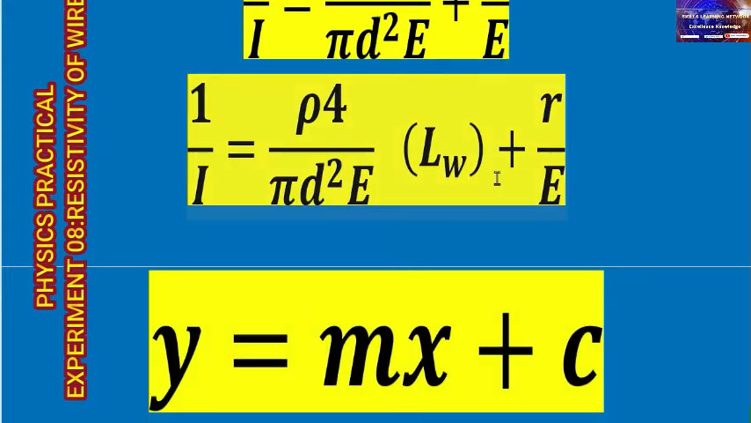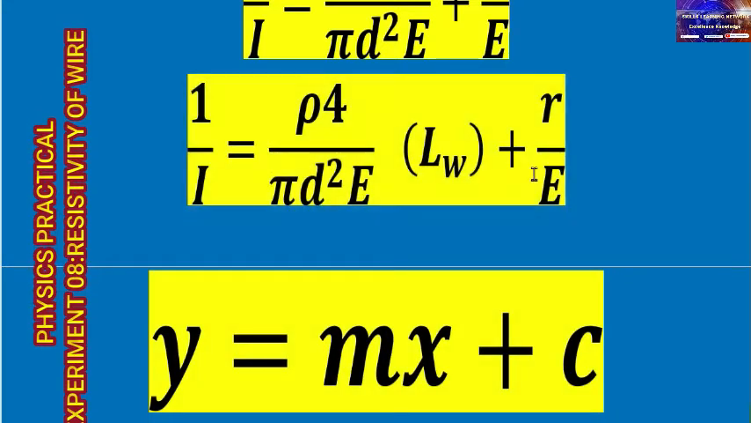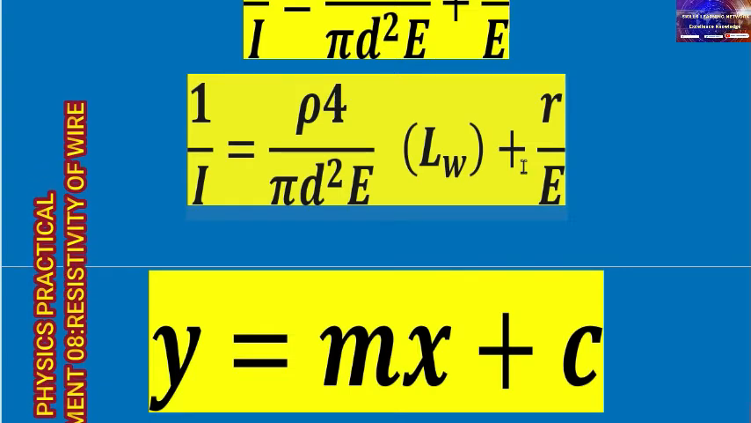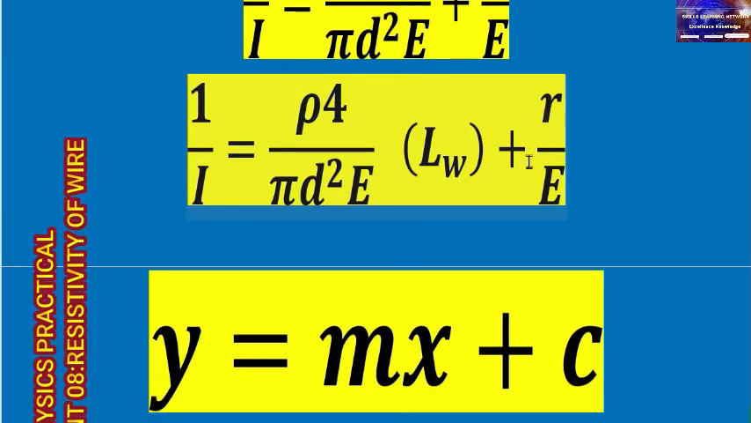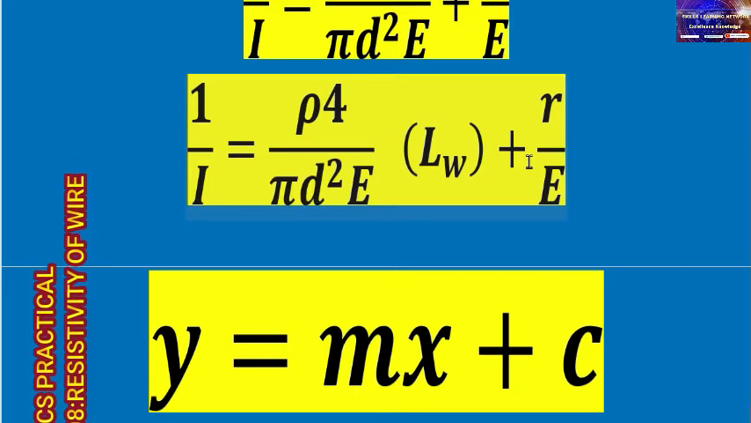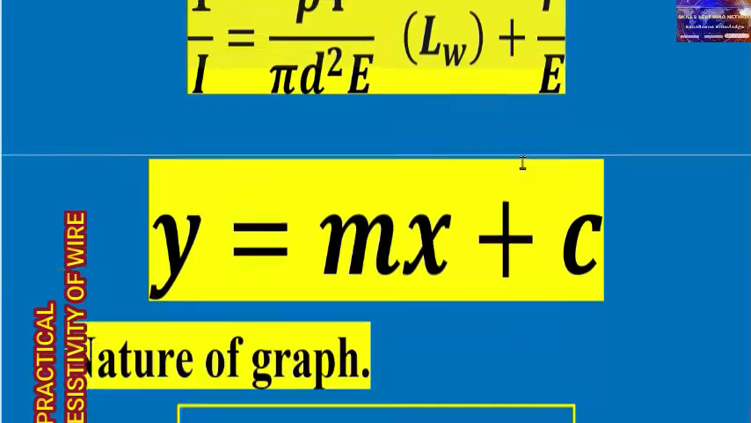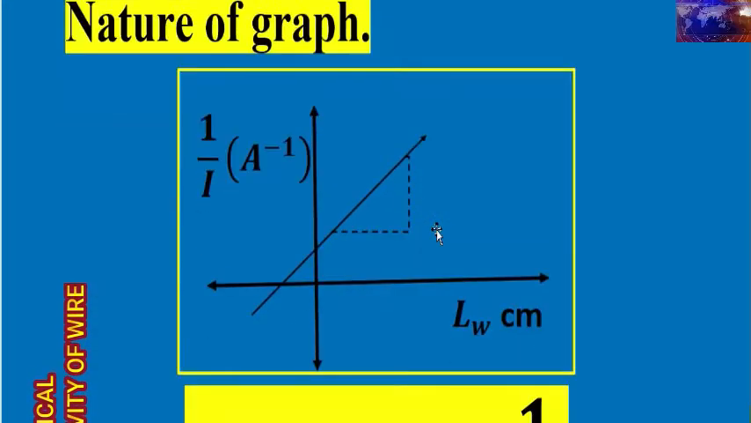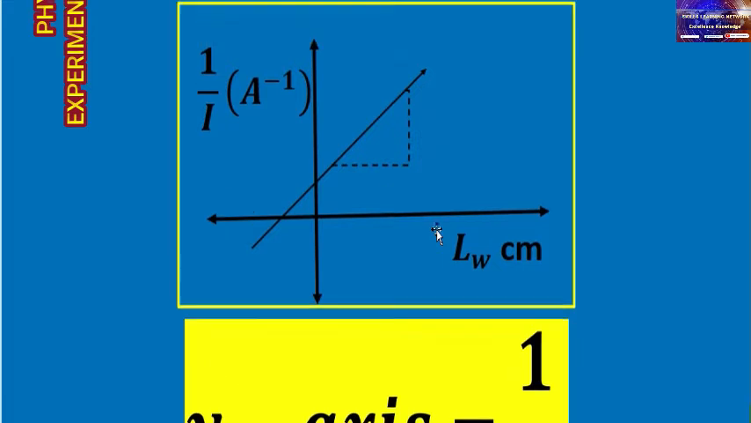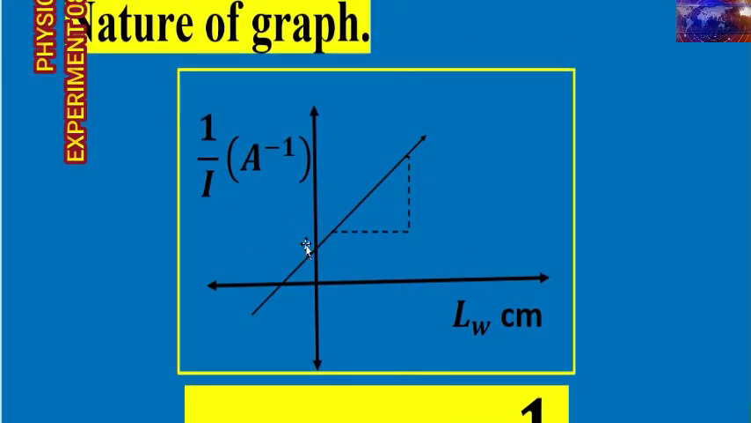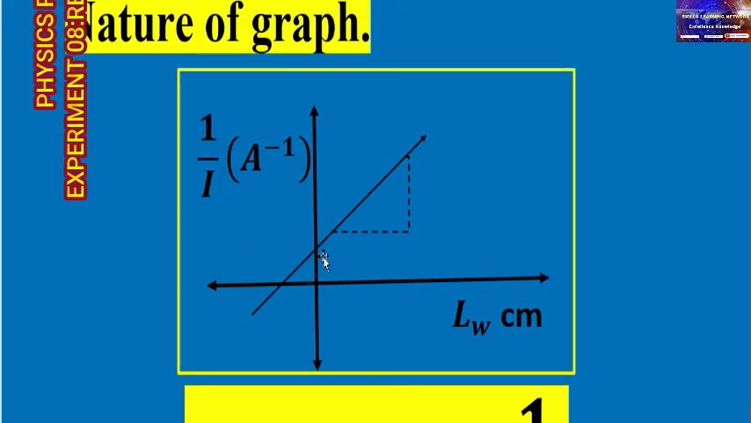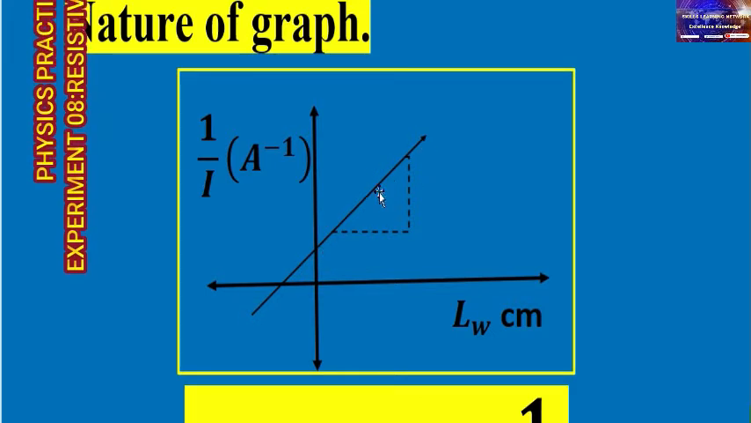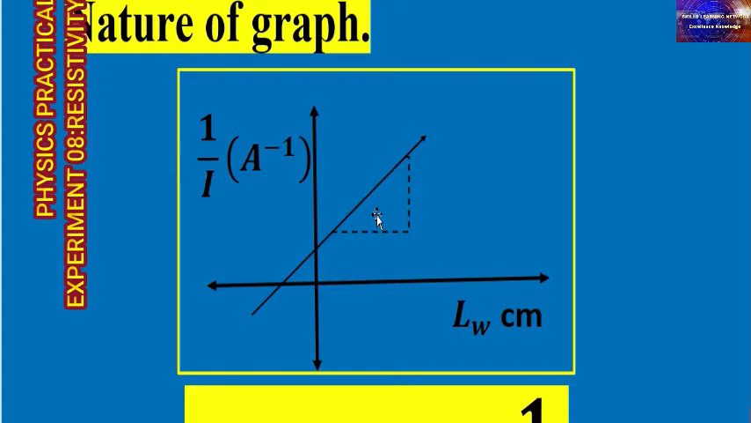You see, according to the nature, our slope is positive and our y-intercept is positive. So the graph will be a straight line passing through the positive y-axis. So the nature of the graph will be as you see. That is our graph. We pass through the positive y-axis. It means that when it is a straight line, it will give a positive slope.